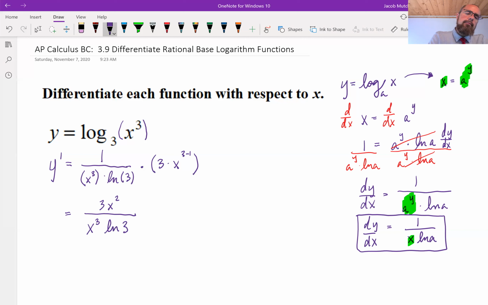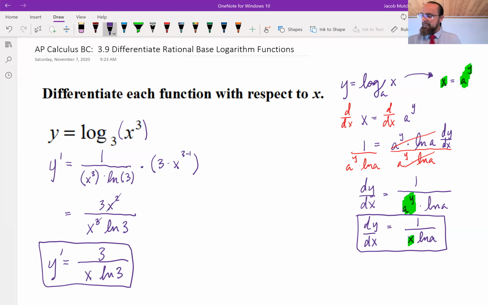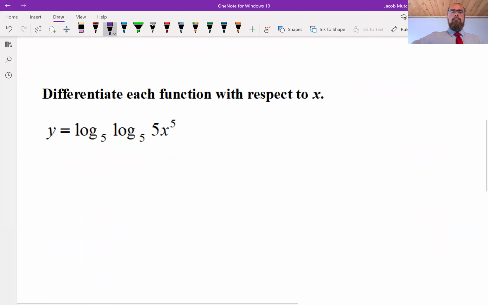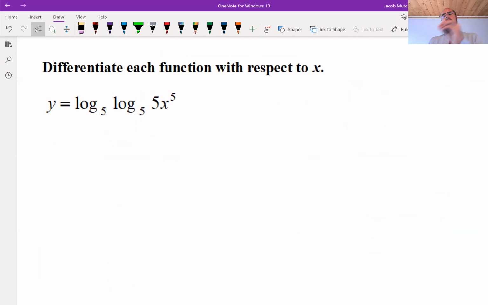And then I have some final cancellations here. x squared would cancel with all but one of the x's below. And what we get is y prime for a final answer is 3 over x times the natural logarithm of 3. And that completes that first example. So we built the rule there and then we applied the rule to take the derivative of that simple logarithm function. Let's take a look at a second example that involves a logarithm of a logarithm.